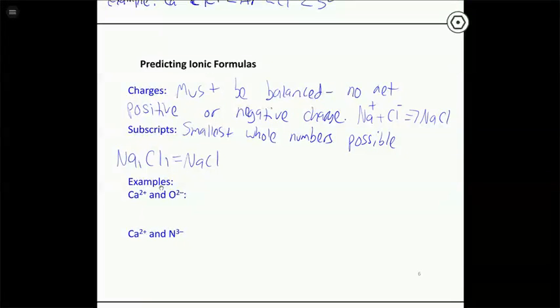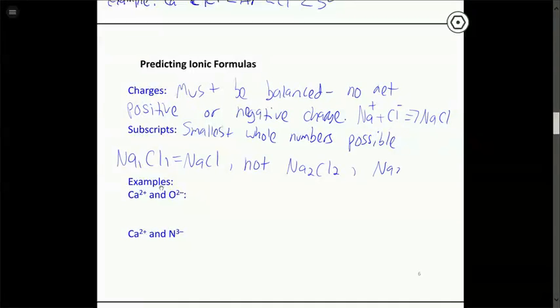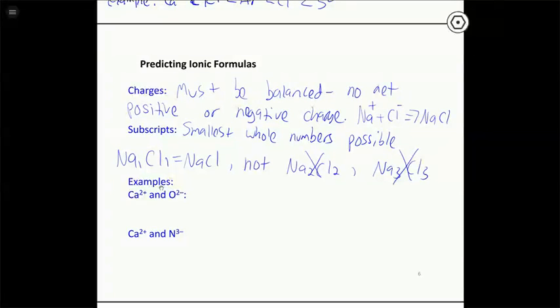But we could also balance the charge by having 2 sodiums and 2 chlorides. This would be a neutral compound, Na2Cl2. We could have Na3Cl3 and so on, but these are not correct. When we're writing the formulas for ionic compounds, we always want the smallest ratio that gives us a balanced charge, in this case 1:1. So you never want to have subscripts that can be reduced down to smaller numbers. They have to be whole numbers, but they can't be anything, they have to be the smallest possible values.